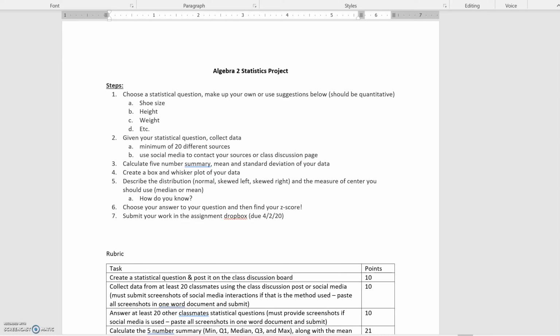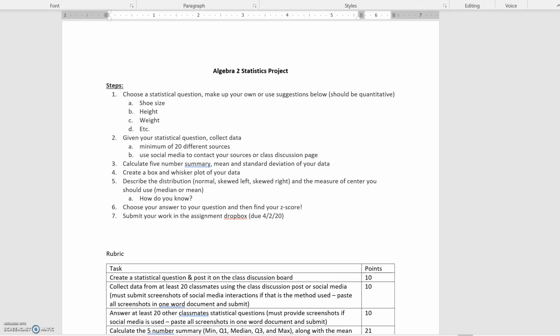Here's your explanation in words. For your stats project, the first thing you're going to do is choose a statistical question, make up one of your own, or use a suggestion below. You're asking a quantitative question. So you might ask, what is your shoe size? What is your height? What is your weight? How many hours do you spend a day on your phone? What's your screen time looking like?